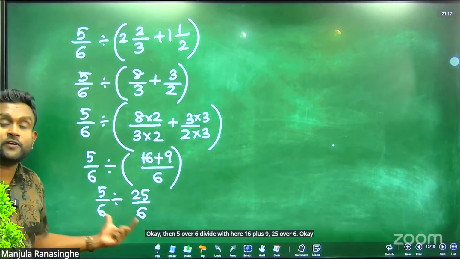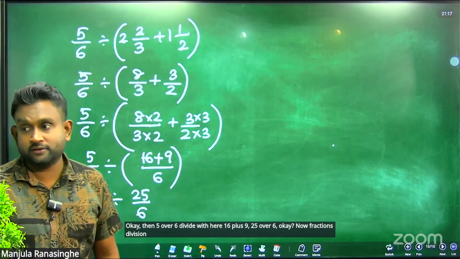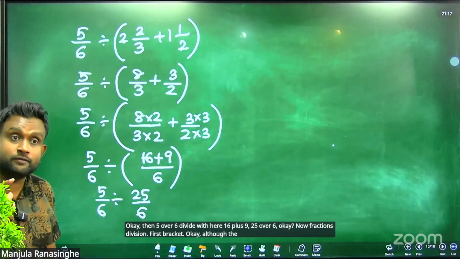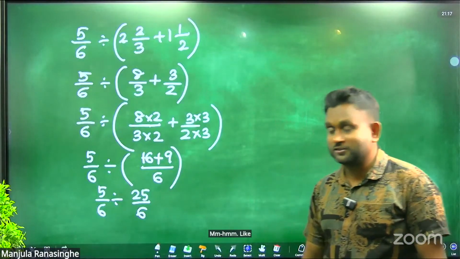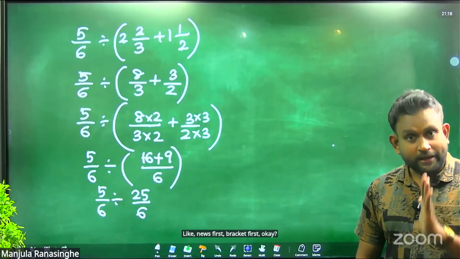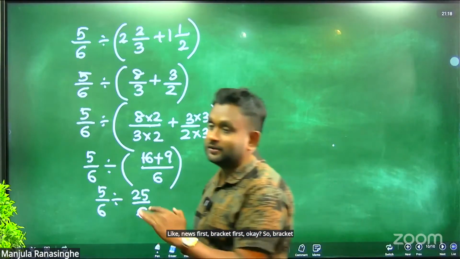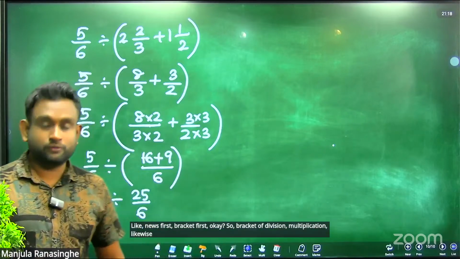Okay, now fractions division, first the bracket. Although inside the bracket we have addition, bracket first. Like news first, bracket first. So bracket, of, division, multiplication, likewise the BODMAS rule applies.